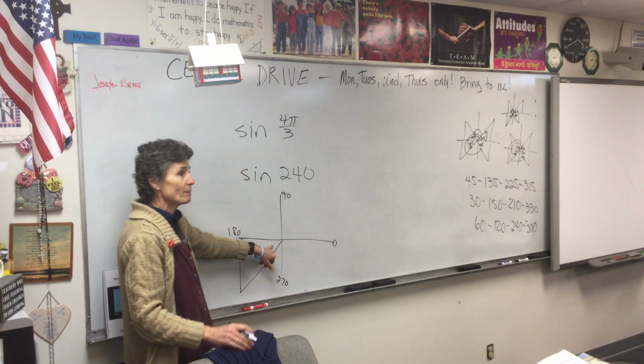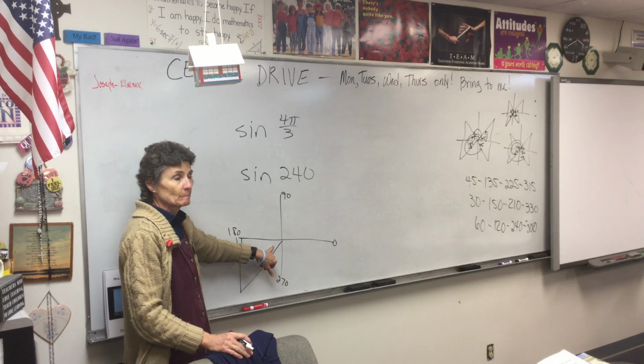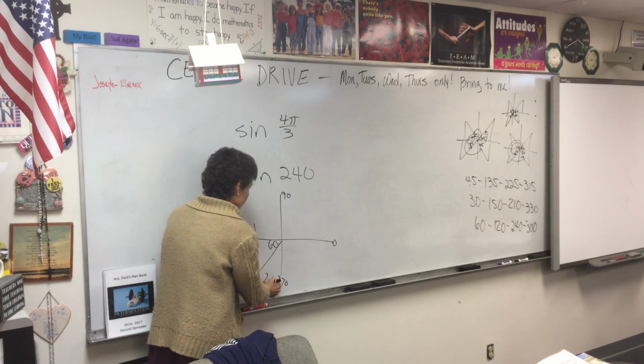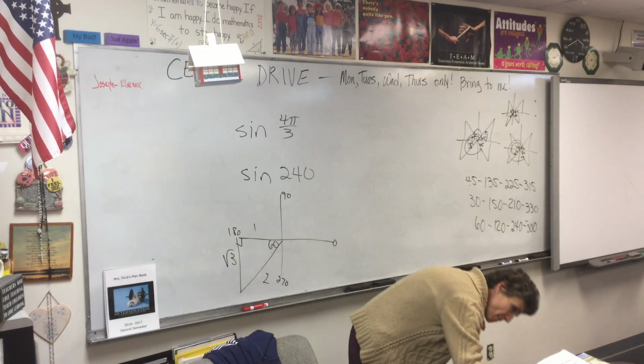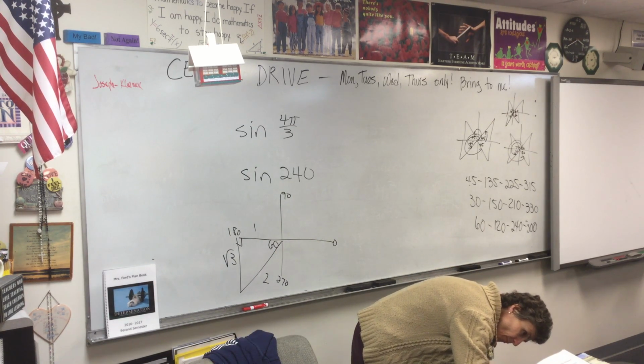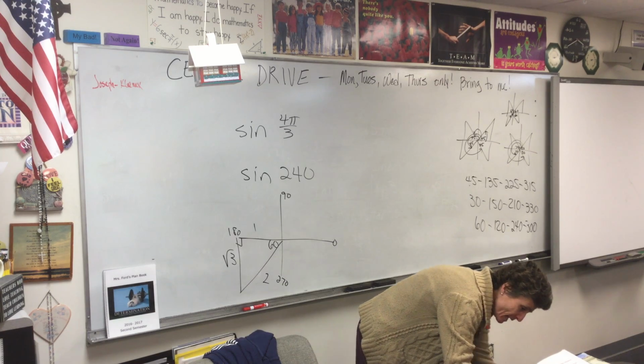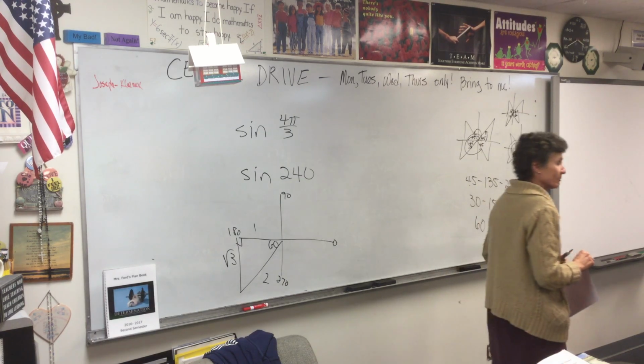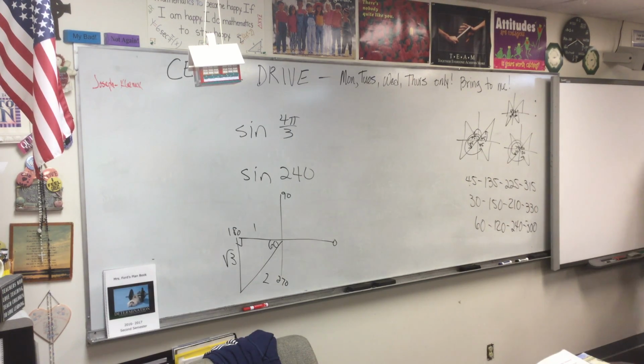Now, 240. How big is this angle right here? 60. That's a 60. So then we can label the sides of our triangle, right? But what do we always have to remember when we do that? Something is going to be negative. If I am not in quadrant 1, something is going to be negative. What is negative in this problem? Root 3, but also the 1. They're both negative.